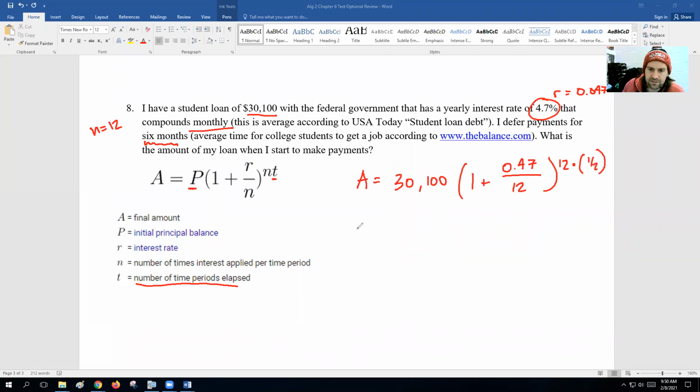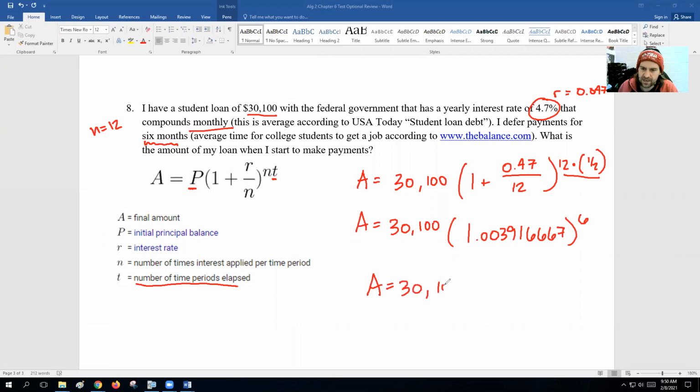There we go. Okay, so let's make our life easier by breaking this up into smaller chunks. One chunk we can do is type this part into the calculator. What's 1 plus 0.047 divided by 12? And I get 1.0039166667. And the other chunk we can do is the 12 times 1/2, that's 6.